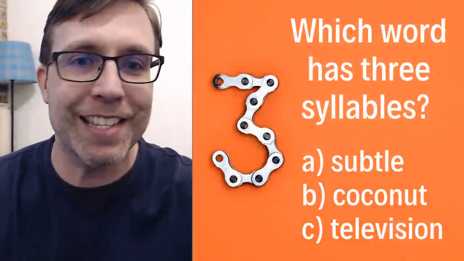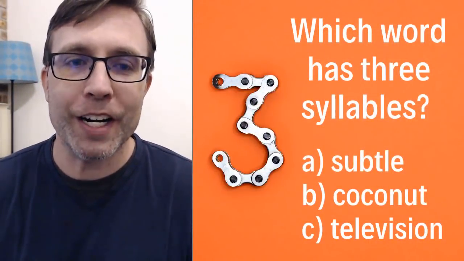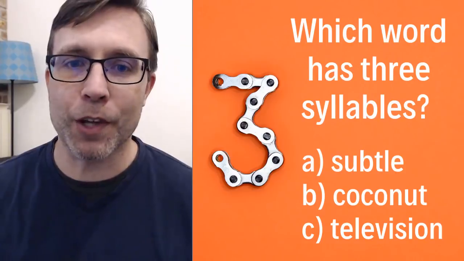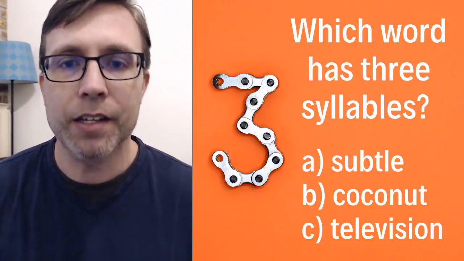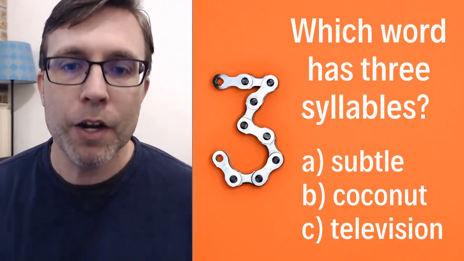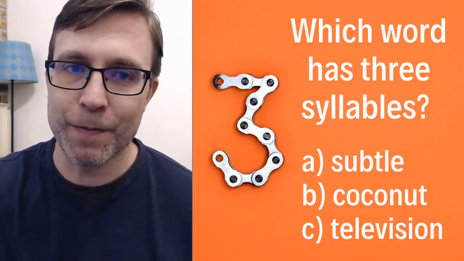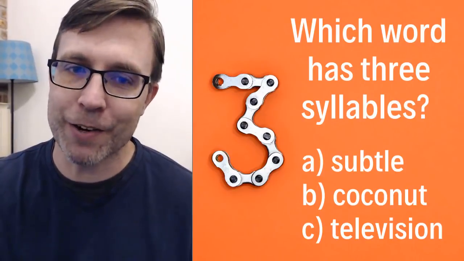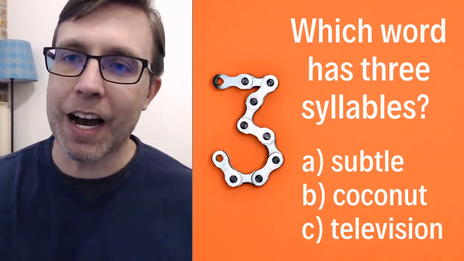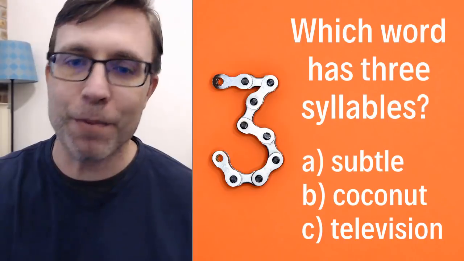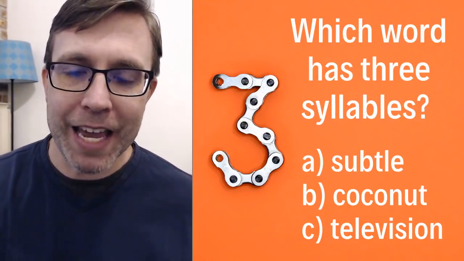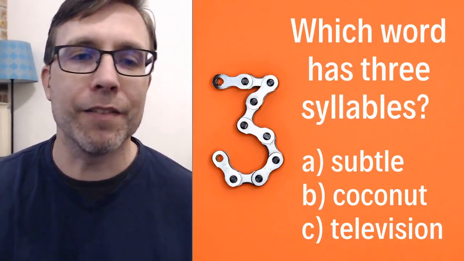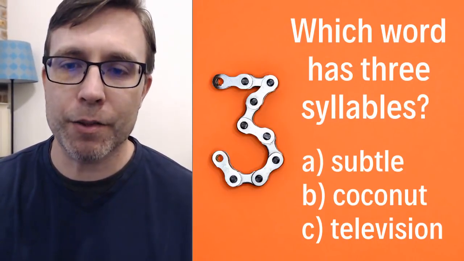I have a question for you, and that question is this. Which word has 3 syllables? Which of those words right there has 3 syllables? Is it A, subtle, B, coconut, or C, television? What do you guys think? I want you to write your answers in the chat or in the comments. I just want to know that you are participating in these lessons. So what do you think? A, B, or C: subtle, coconut, television. Which word has 3 syllables?